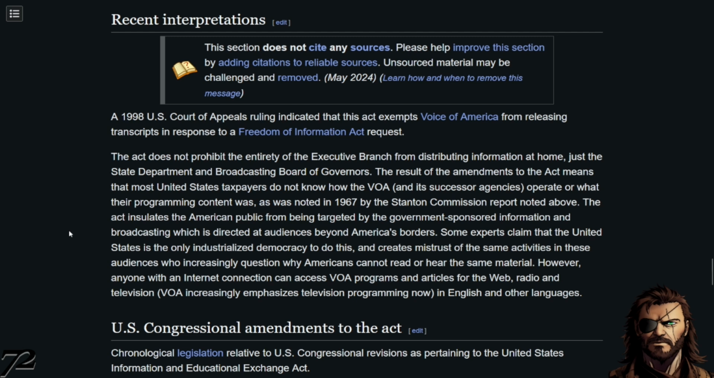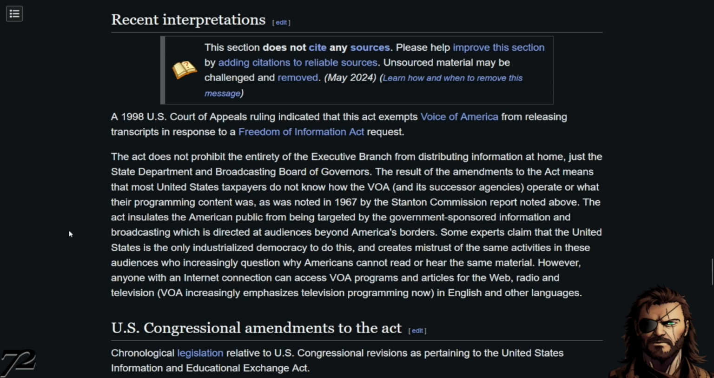The result of the amendments of the act means that most United States taxpayers do not know how the VOA and its successor agencies operate or what their programming content was, as was noted in 1967 by the Stanton Commission report noted above. The act insulates the American public from being targeted by the government-sponsored information and broadcasting, which is directed at audiences beyond America's borders. Some experts claim the United States is the only industrialized democracy to do this, and it creates a mistrust of the same activities in these audiences, who increasingly question why Americans cannot read or hear the same material.